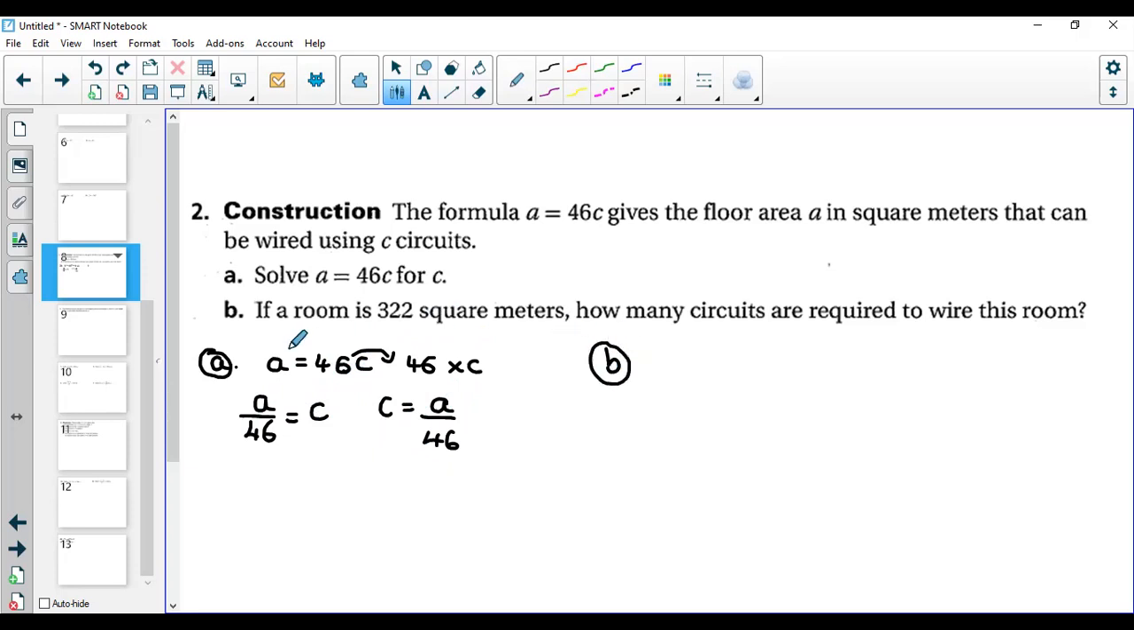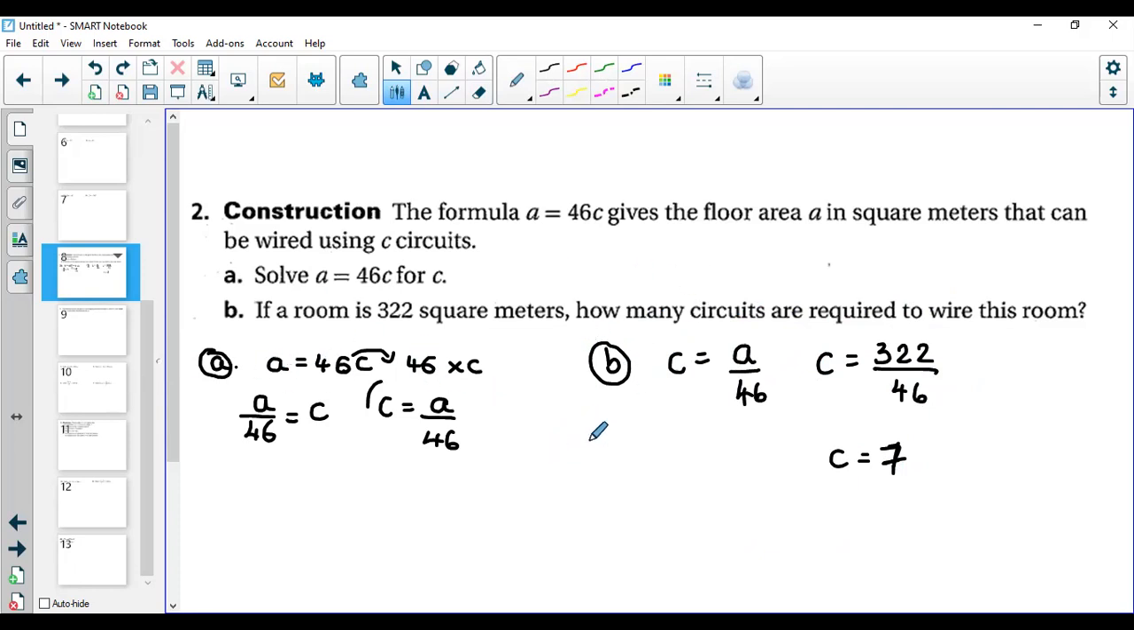What is part B? If a room is 322 square meters, how many circuits are required to wire this room? They're asking for circuits, right? So what is the variable they gave us? C. So we have to find the number of circuits. We can use the same formula. C is equal to A divided by 46, which means C is going to be equal to, what's the area? Area is 322 divided by 46. If you divide 322 by 46, that will give you 7. So how many circuits? They will need 7 circuits to wire the room.